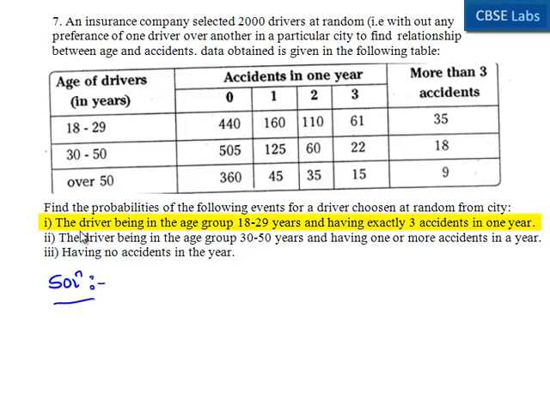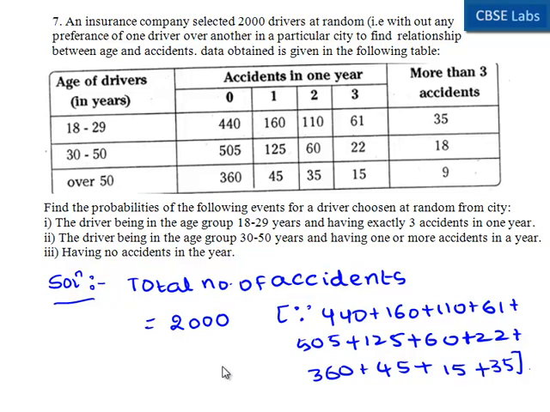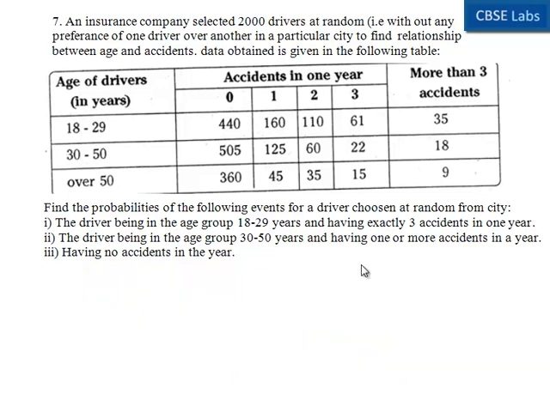In the first question, we need to find the driver being in the age group 18 to 29 years and having exactly 3 accidents in 1 year. So we need to find the total number of accidents, which is equal to the sum of 440, 160, 110, 61, 505, 125, 60, 22, 360, 45, 35, 15, which is equal to 2000. Therefore, the total number of accidents is equal to 2000.